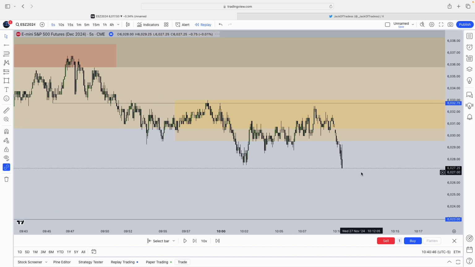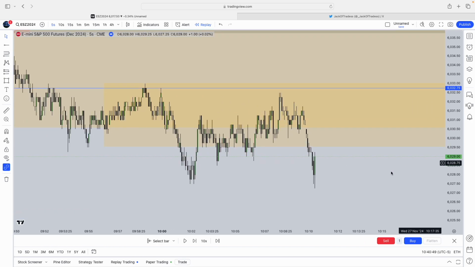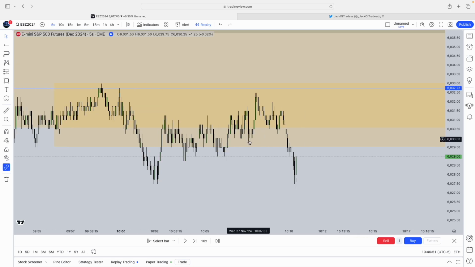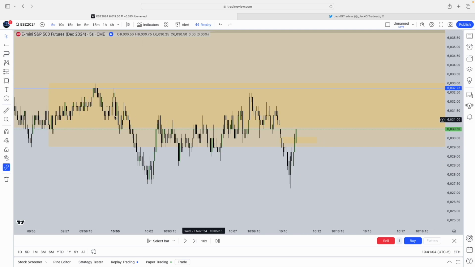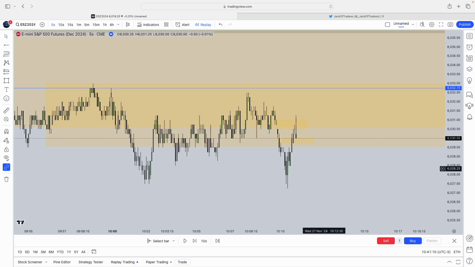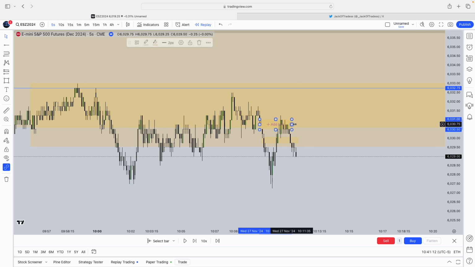Okay, so is there a breaker here? High, low, high, high, lower, low, breaker, fair value gap in here. One more fair value gap here. Look at the bodies.